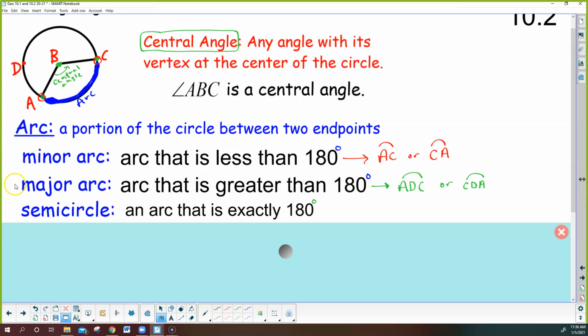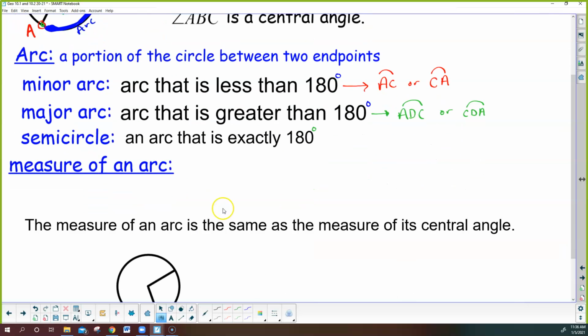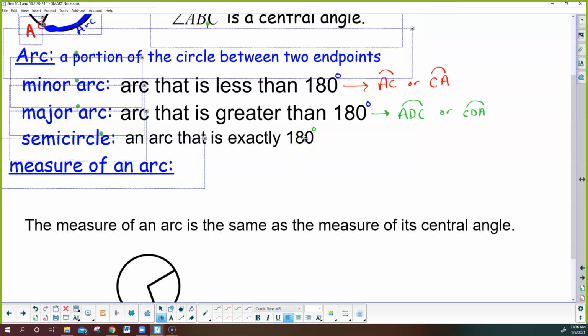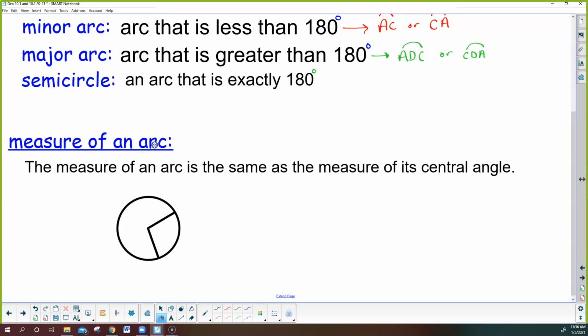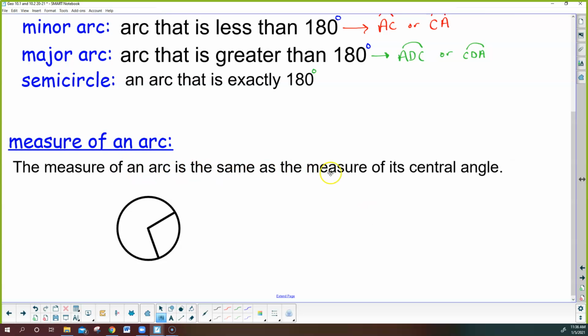All right, so those are the types of arcs: minor, major, and semicircle. And it is based off of the degrees, but how do I measure an arc? Right? How do we know what the degrees are? And that's what we're going to talk about next. The measure of an arc. How do I measure an arc? Well, the measure of an arc is the exact same measure as its central angle.